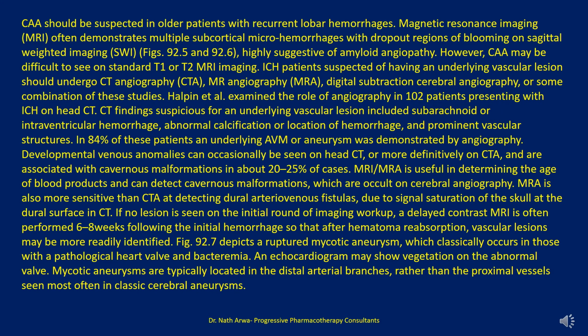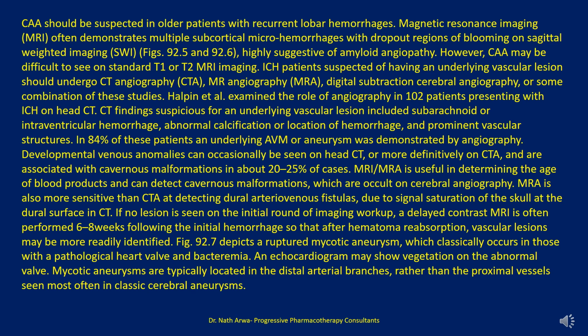Cerebral amyloid angiopathy should be suspected in older patients with recurrent lobar hemorrhages. Magnetic resonance imaging, abbreviated as MRI, often demonstrates multiple subcortical microhemorrhages with dropout regions of blooming on susceptibility weighted imaging, abbreviated as SWI, as shown in figures 92.5 and 92.6, highly suggestive of amyloid angiopathy. However, cerebral amyloid angiopathy may be difficult to see on standard T1 or T2 MRI imaging.